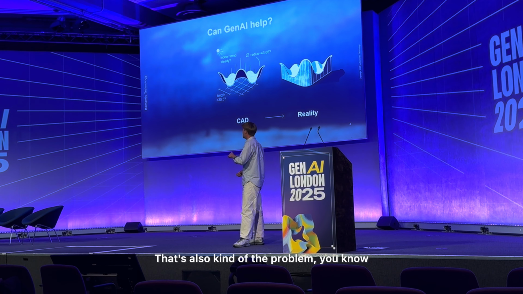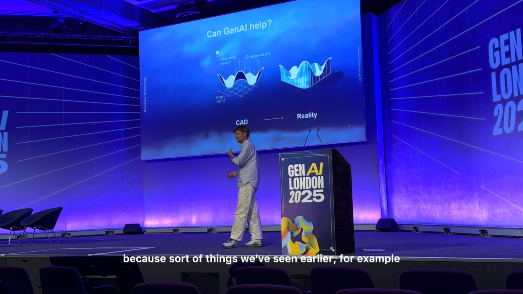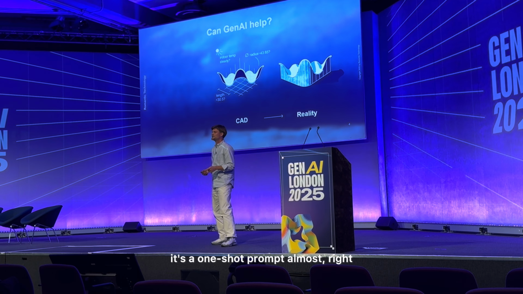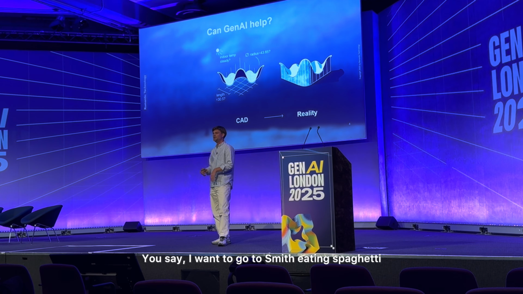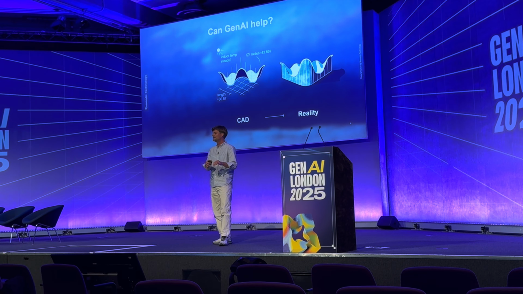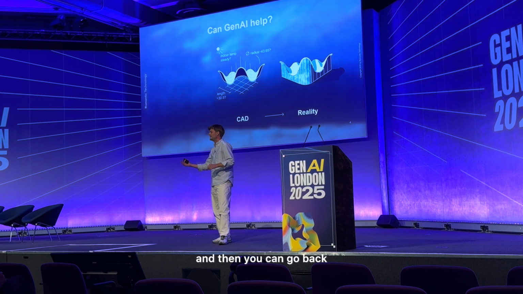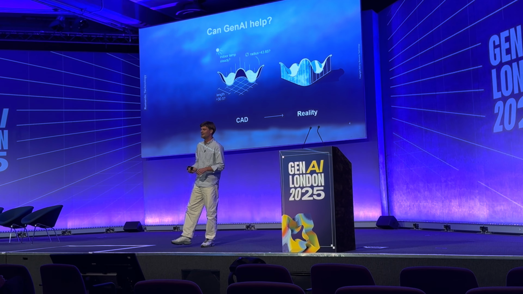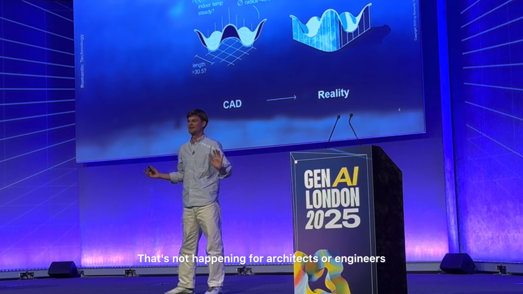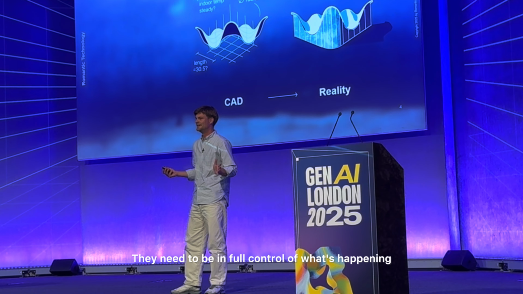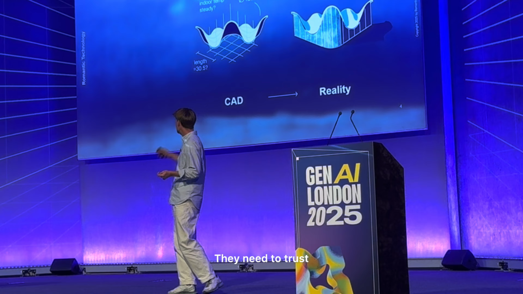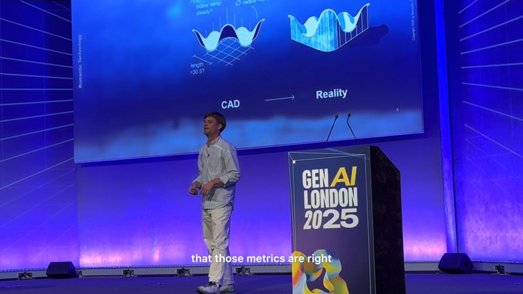So that's also kind of the problem, because the things we've seen earlier, for example, with the image generation, it's almost a one-shot prompt, right? You say I want Will Smith eating spaghetti, and then you get something out of it, and then you can go back and do reprompting and hope it's getting better. That's not happening for architects or engineers, right? They need to be in full control of what's happening. They need to trust that those metrics are right.